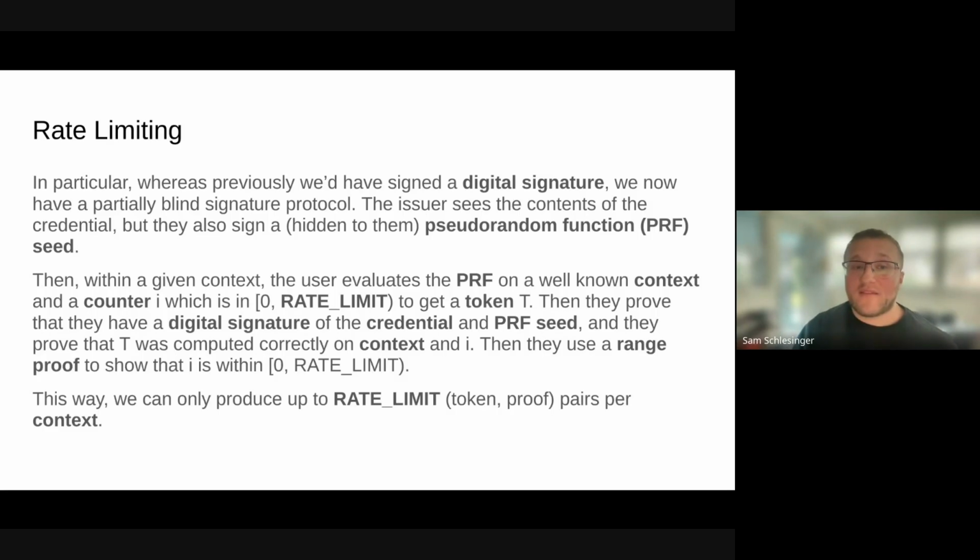And then they prove that they have a digital signature of the credential and the PRF seed, and that the T value, which is random, so you can reveal T to the relying party, was computed correctly on the context and the counter. Then we use a range proof to show that the counter is within 0 to rate limit - 1. And this means that we can only produce up to the rate limit of valid rate limiting tokens that are unique in any given epoch. So it allows us to rate limit arbitrarily within any context, but in our case, within each epoch of time. So like, from 5 p.m. to 9 p.m. or something like this.